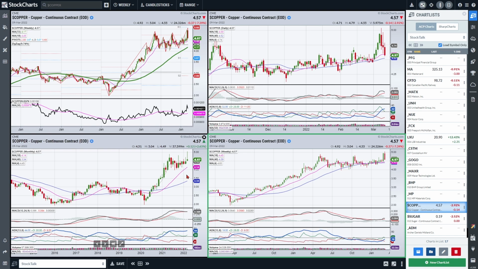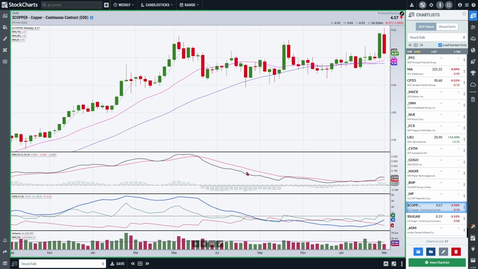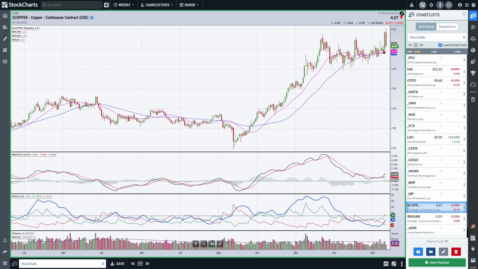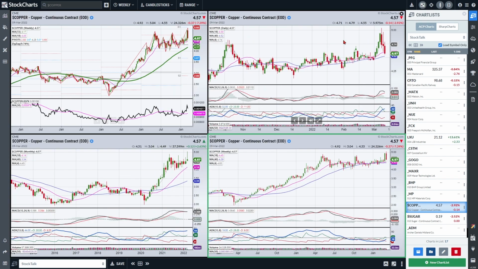Now, the bigger picture pattern here in copper is still okay, but I think we have to recognize what just happened. I mean, this tried to break out. You can see this breakout and look at what took place following this move. So let's zero in on the weekly chart. Look at this. We had a zero line reversal. We had low ADX. We had this thing all set up to go, and we get a big green bar, and now we're following it with a big red bar. Failure to hold the breakout. I think this has put this move on hold for a little bit. I mean, I don't think this is ready to go again.